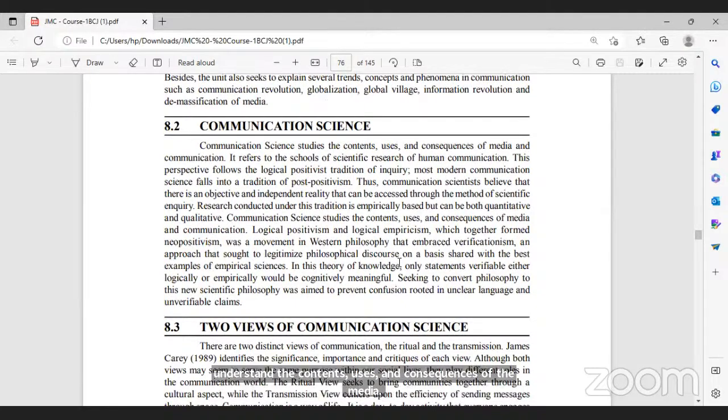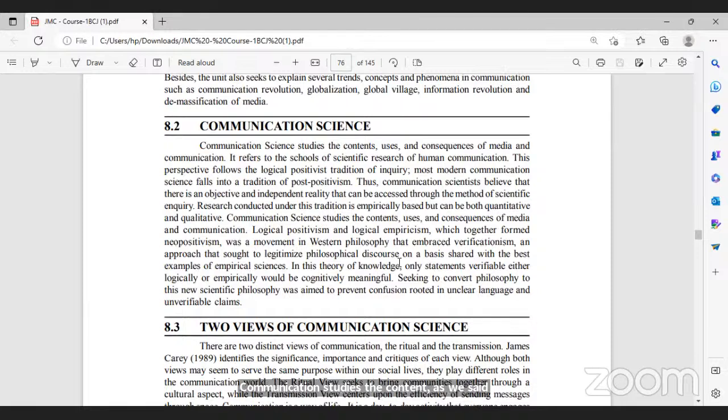Then we see that there is basically a perspective that follows, called the logical positivist tradition of inquiry. Most modern communication science falls into this tradition of post-positivism. Communication scientists believe that there is an objective and independent reality that can be accessed through scientific inquiry. So this is all related to our research. So communication studies the content, as we said.